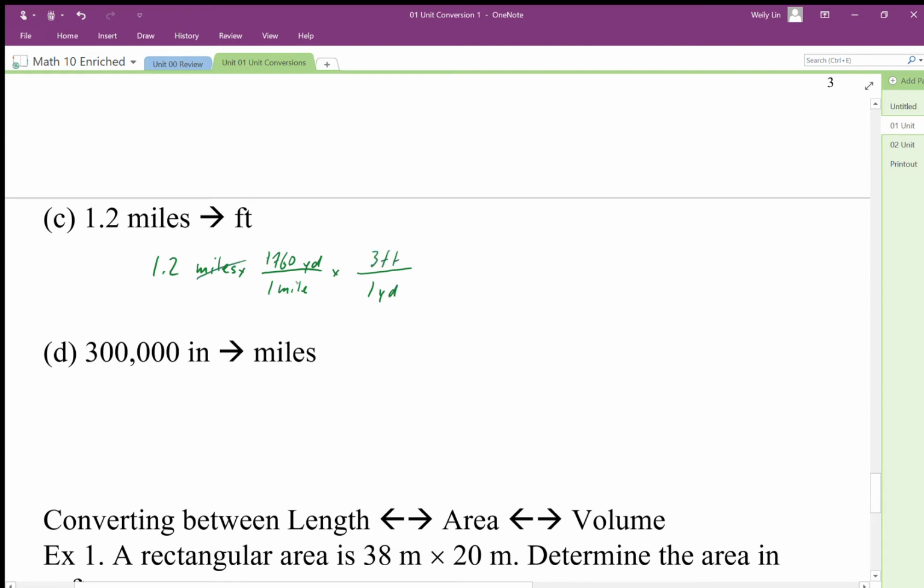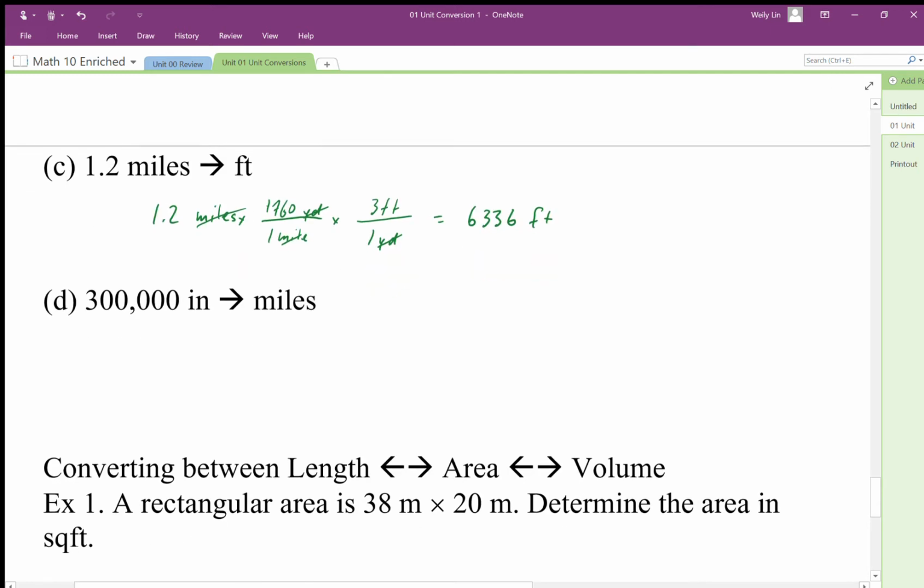Okay, so these units cancel out. That's where we want to stop, because we want to end up with feet. So I'm going to do 1.2 miles. Again, times on top, divide on bottom, so it's just divide by ones. So it's going to be 1.2 times 1760 times 3 feet, which is going to give me 6,336 feet. Okay, and my units all work out.